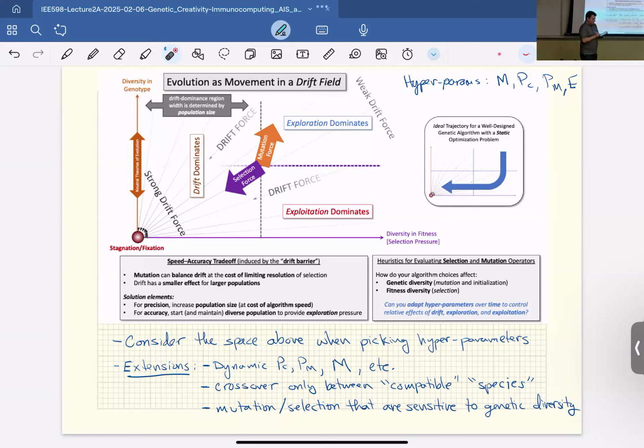There are lots of extensions. I've hinted at some of them. These hyperparameters can be dynamic. We saw the mutation rate can change over time.